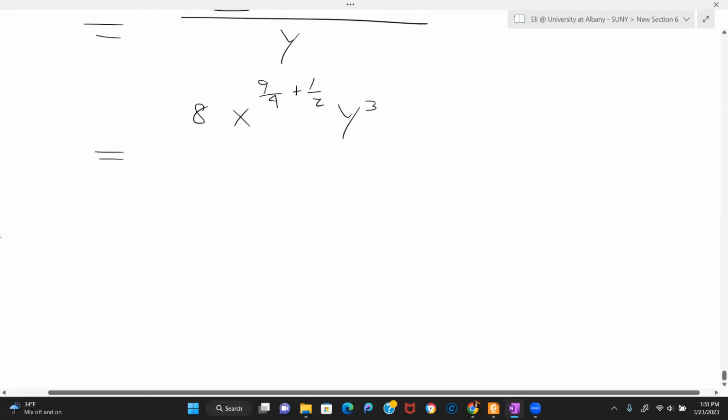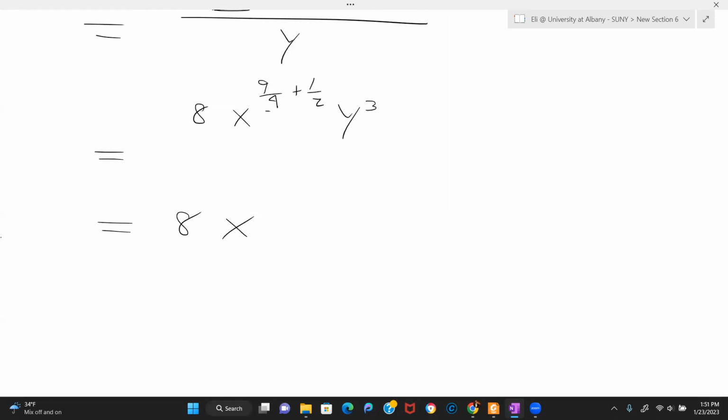Now I just have one last step, and I need to add these fractions to get the exponent. 1/2 can be written as 2/4. So then I have 9/4 plus 2/4, so it's going to be 11/4, times y to the third. So 8 times x to the 11 over 4 power times y cubed.